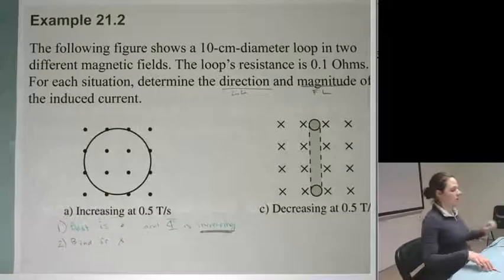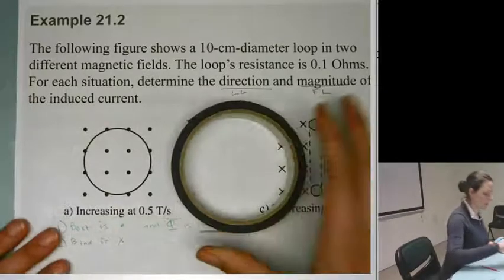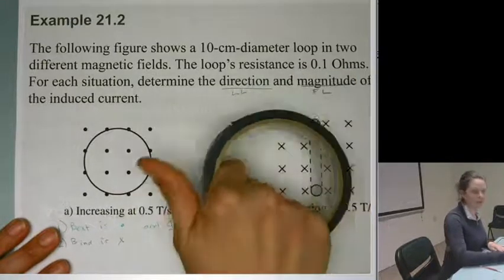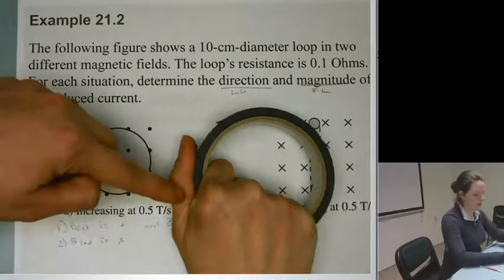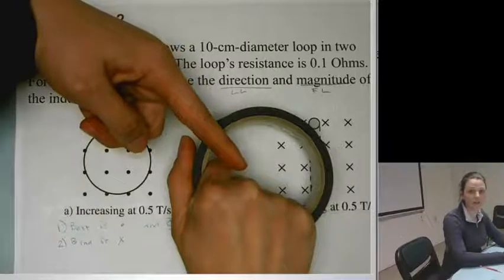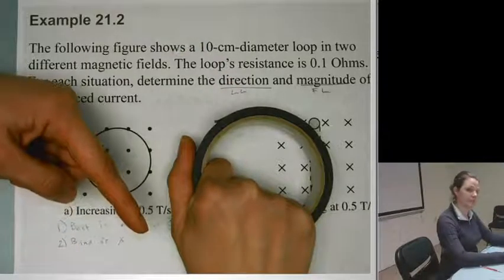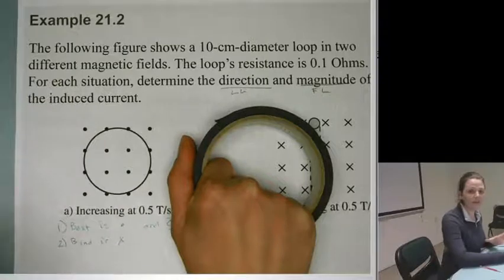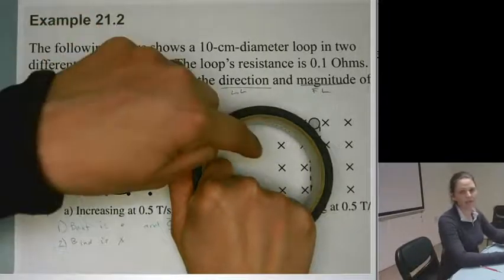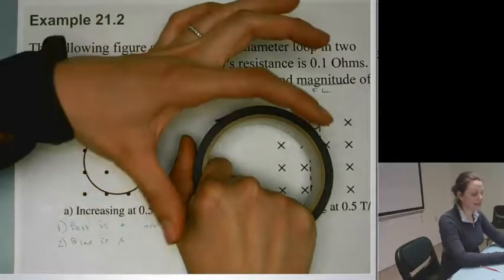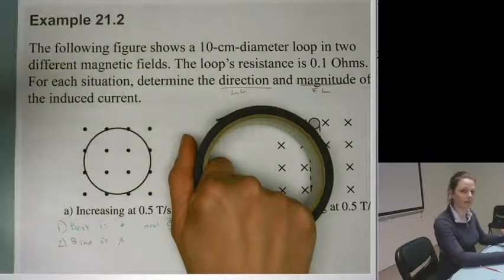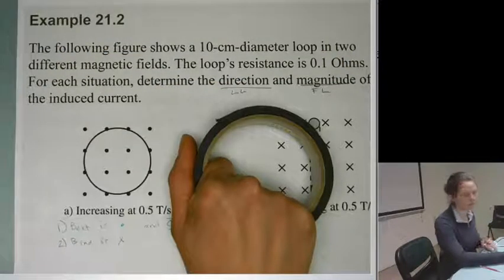And of course, you know by now, what does into the page mean? Because if I have this loop here and I put my fingers like this, if current is going around in this direction, that means that the magnetic field is into the page on the inside of the loop, but it's also out of the page on the outside of the loop. So if in doubt, think about the inside of the loop. The magnetic field is way stronger on the inside of a loop or a solenoid than it is on the outside of the loop or the solenoid. So that's what we tend to focus on.